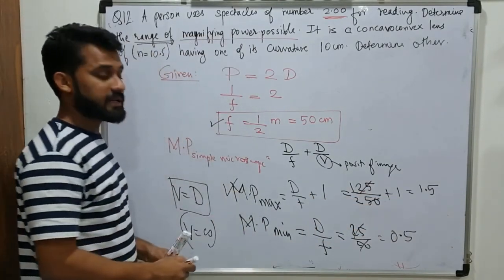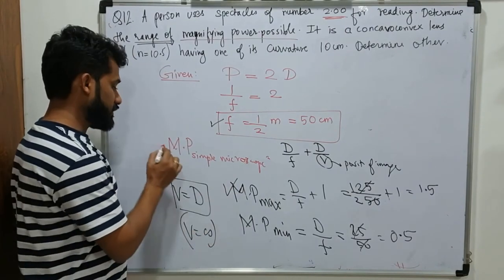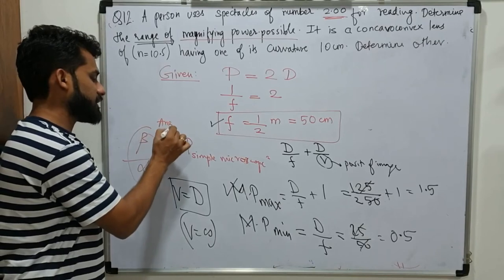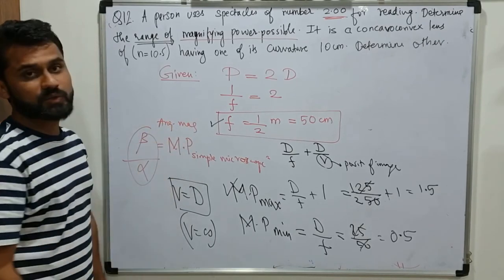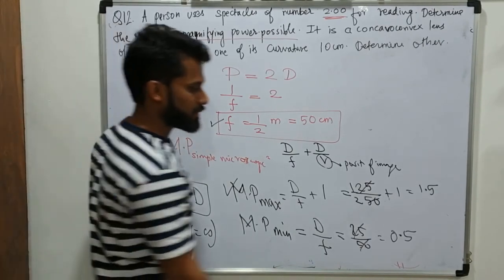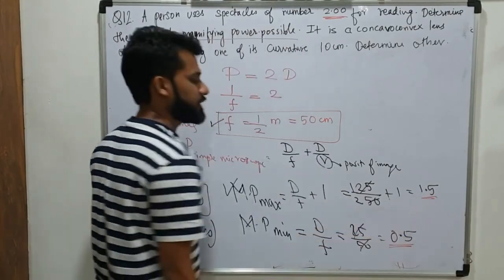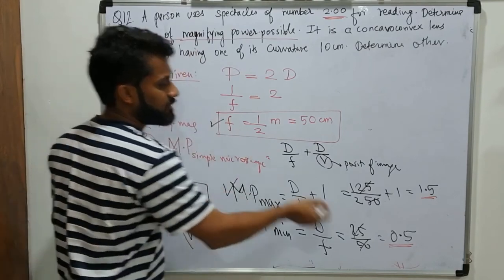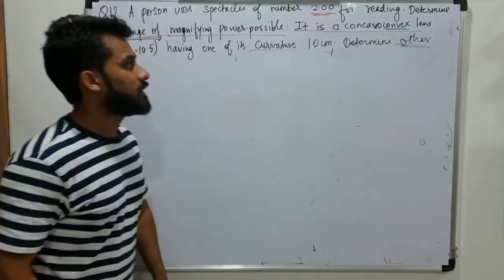Remember, magnifying power is the ratio of two angles. It is also called angular magnification. It is a unitless quantity, as both the units will cancel out, so there is no need to write any unit here. 0.5 and 1.5 is the range. The range is from 0.5 to 1.5.